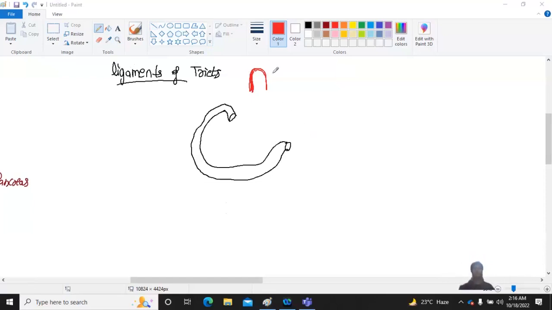There is a crus of the diaphragm. This is the right crus and this is the left crus. Basically, the extension of the diaphragm. A ligament extends from the right crus to the duodenojejunal flexure. This is the point from where the jejunum extends. This point is called the duodenojejunal flexure, and the ligament is called the ligament of Treitz.